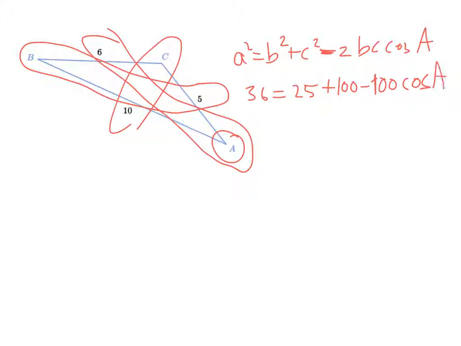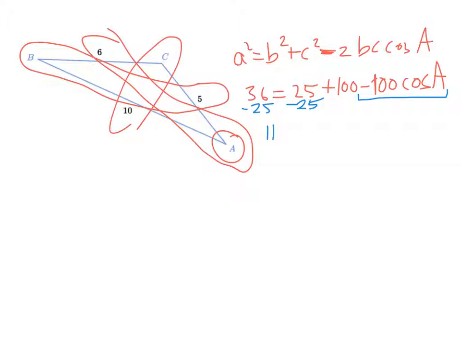Cosine of A. We have to be really careful here. It's really likely that we'd love to combine these three pieces, 25 plus 100 minus 100, but the minus 100 cosine A is stuck together. We're multiplying there, so we cannot combine that 100 with the 100 in front of it. So our goal instead is going to be to get that part by itself.